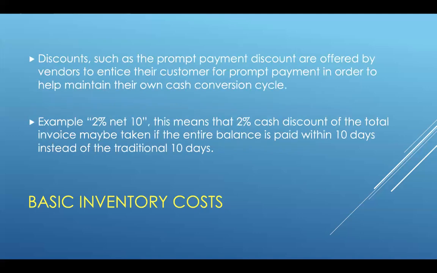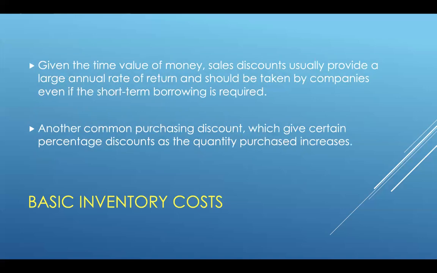As I mentioned before, sometimes our vendors and wholesalers are willing to offer discounts on prompt payment, and these are a way to entice customers to pay on time so that they maintain their own cash conversion cycle at the wholesaler level or the manufacturer level. So, for example, 2% net 10 means that a 2% cash discount of the total invoice may be taken if the entire balance is paid within 10 days.